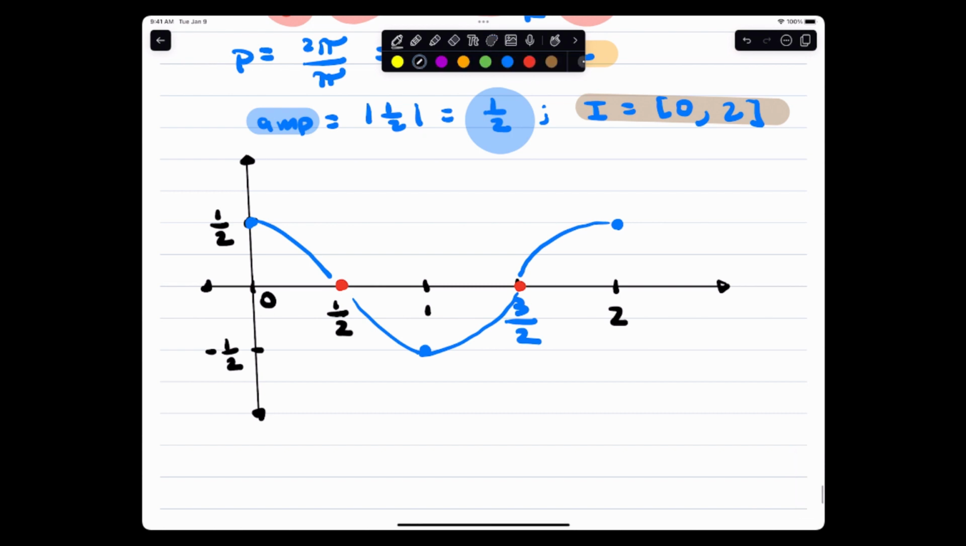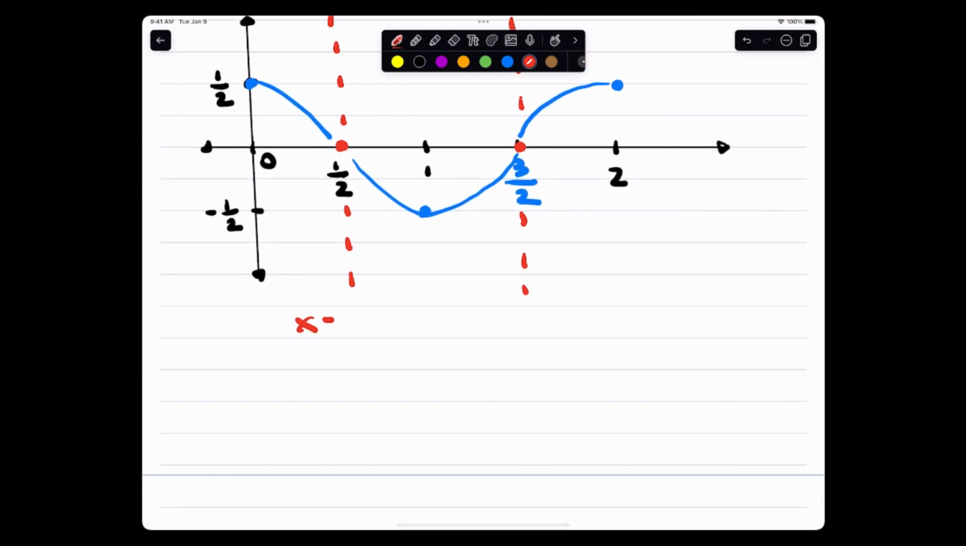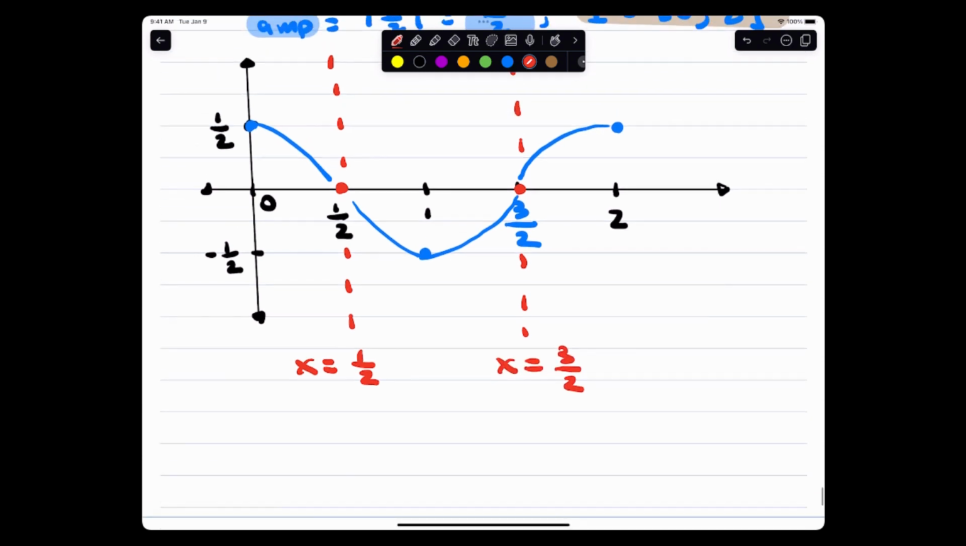So here now, ladies and gentlemen, at the x-intercepts, you just draw your what? Vertical asymptotes. X equals what? 1/2, and x equals 3/2.